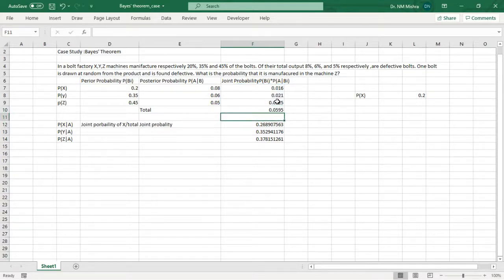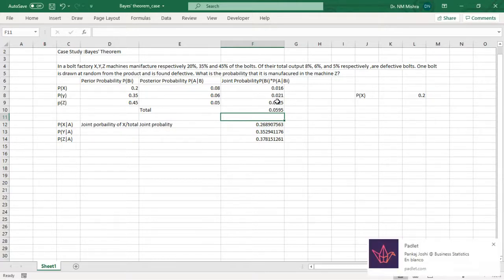Now in this question, one bolt is drawn at random from the product and is found defective. Question is, what is the probability that it is manufactured in the machine Z? So now I am going to find out what is the probability that the bolt which is defective is from machine X. What is the probability the bolt which is defective is from machine Y? What is the probability that the bolt which is defective is from machine Z?